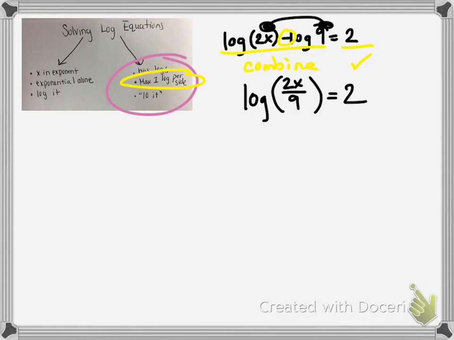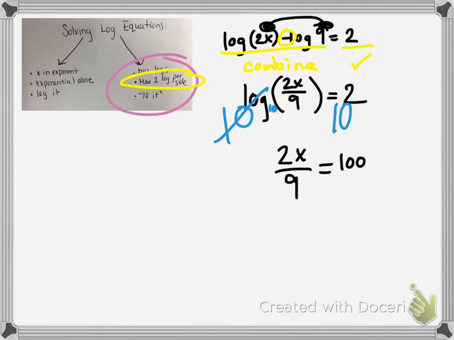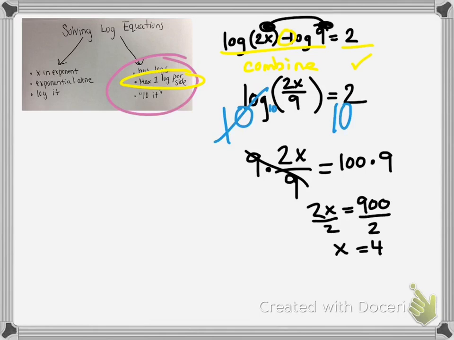Now I need to get rid of the log. How do we get rid of the log? Well, we look at the base. The base on this is 10, so we are going to 10 it. What I do to one side, I do to the other. So that log completely goes away. I'm left with 2x over 9. On the other side, I actually have something to compute. I have 10 squared, which is 100. All right, now I need to solve. I'm going to times by 9 to get rid of that. I'm going to divide by 2. My answer is 450.